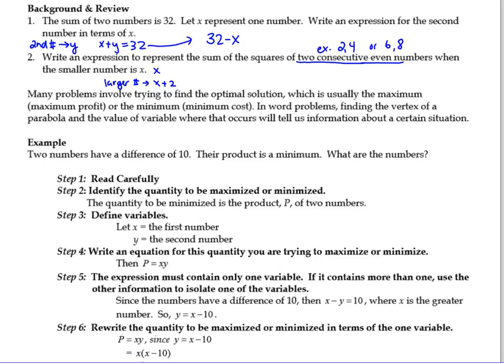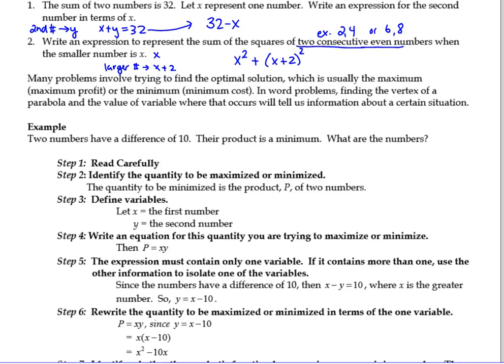So how would I write the sum of those squares? How do I write x squared? Well, that's easy. X squared, right? Plus, how do I square x plus 2? Just use brackets. So that would be the sum of the squares of 2 consecutive even numbers. Okay? That's going to show up.